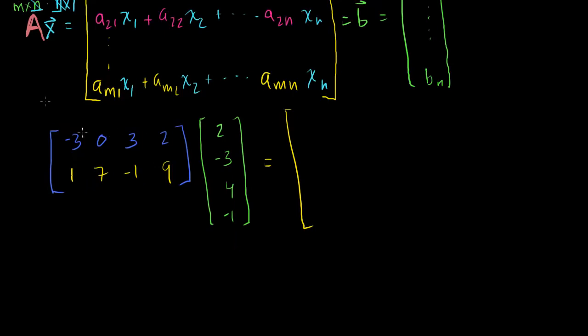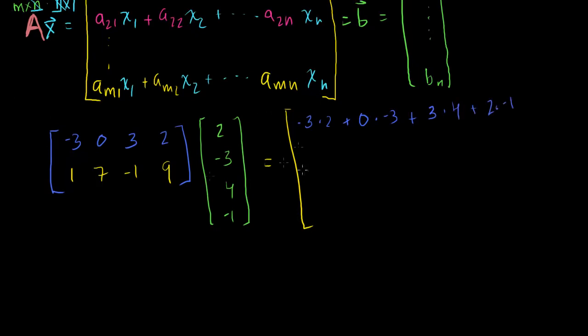So let's do it. So it's going to be -3 times 2, I'm not going to color code it, -3 times 2, plus 0 times minus 3, plus 3 times 4, plus 2 times minus 1.